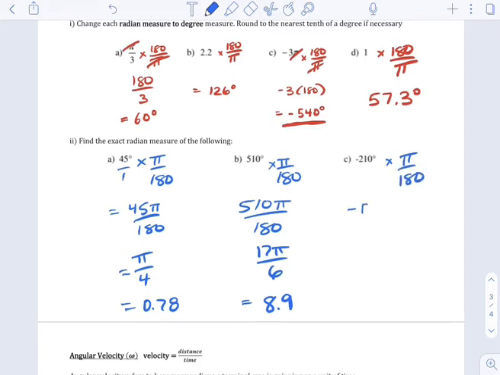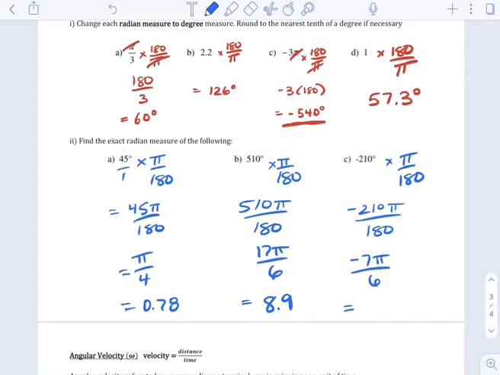Now in this case, I'll have negative 210 pi over 180. 30 goes into both those numbers evenly. 30 goes into negative 210 negative 7 times, and 30 goes into 180 6 times. Or I can get them in terms of a decimal if we wanted as well.